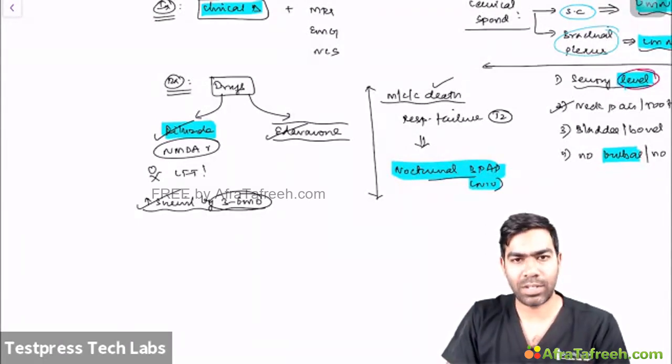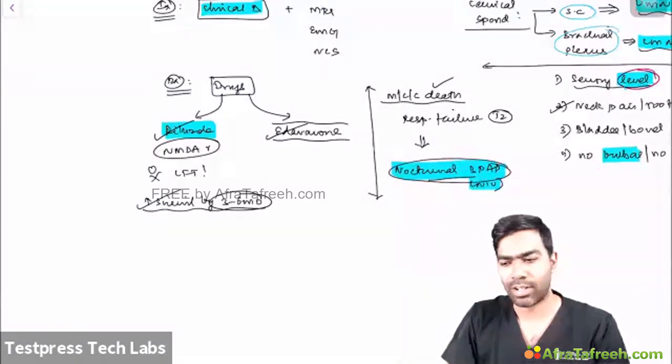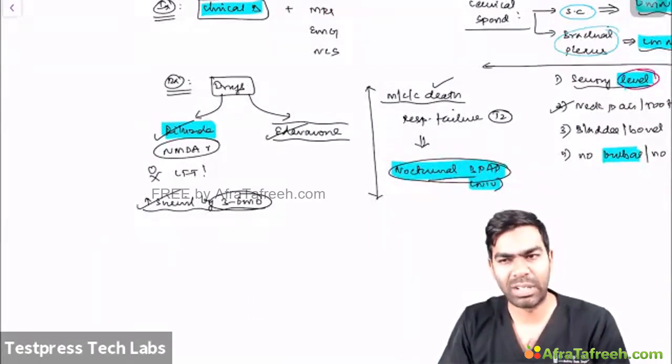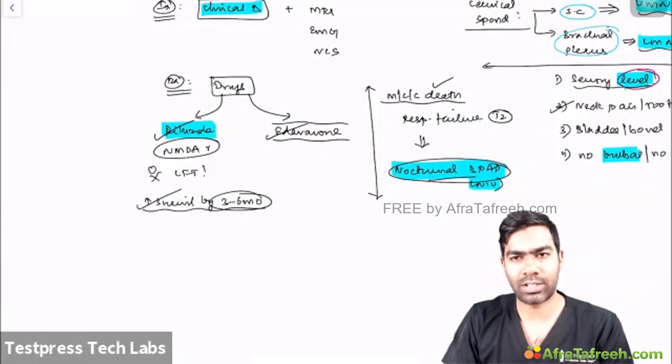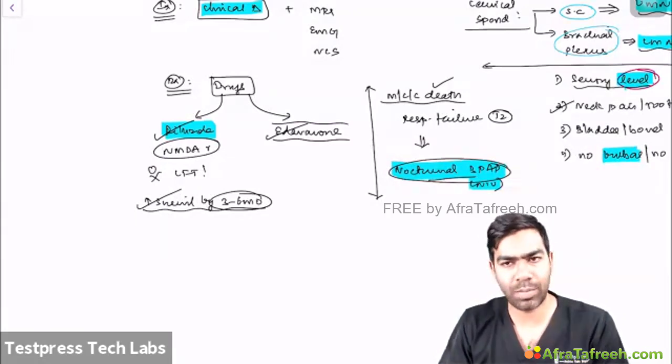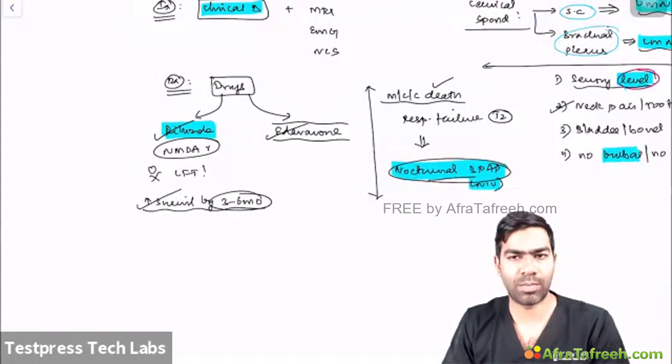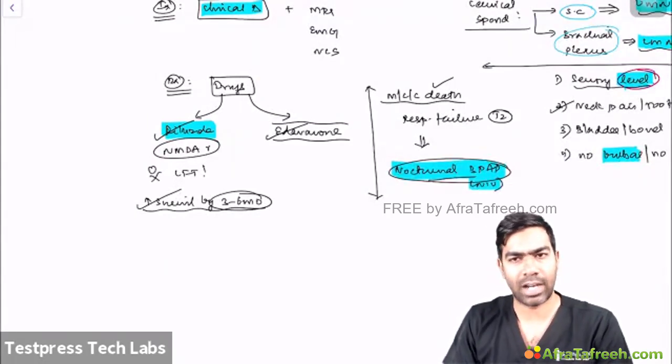So if you ask me the best intervention to prevent death, I will always go for nocturnal BiPAP only, not for the drugs, because that is the best intervention to prevent death in these patients. Riluzole, I don't think it's a very good drug, very costly, orphan drug. It's not available, highly hepatotoxic. So not a very good drug in this setting. But still, for exam's sake, you can remember Riluzole and Edaravone. But for practice sake, I don't really use Riluzole.